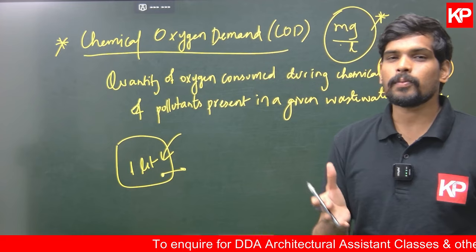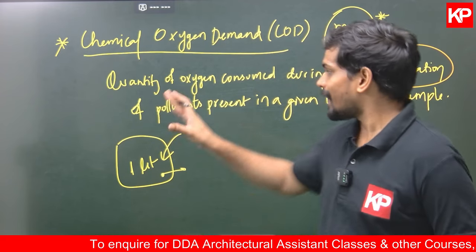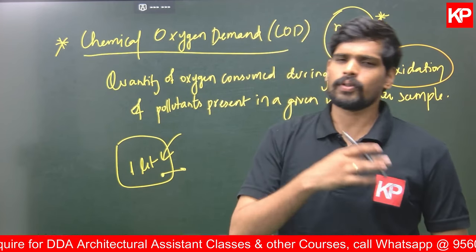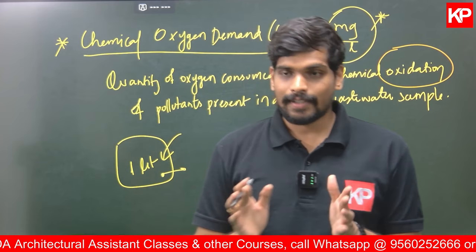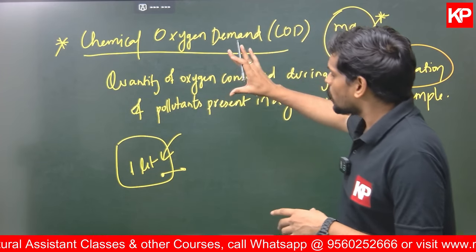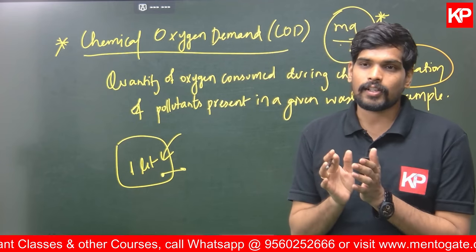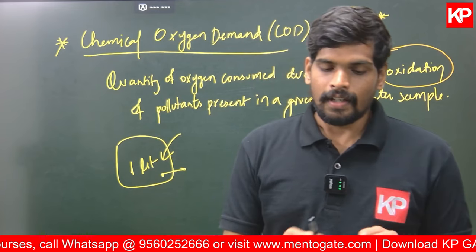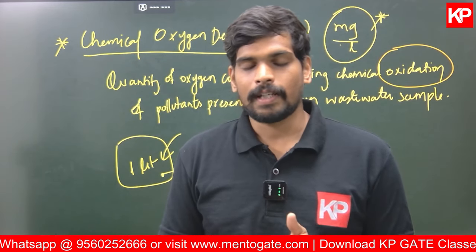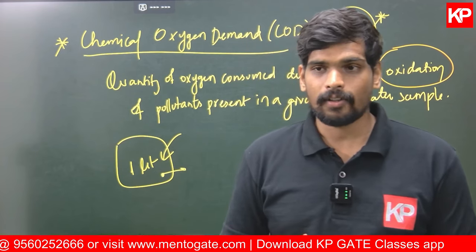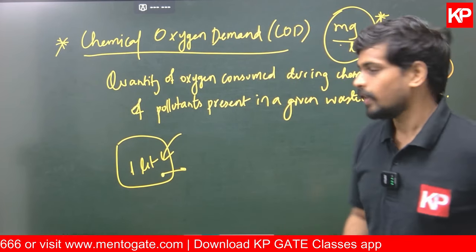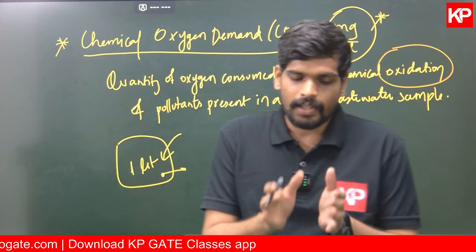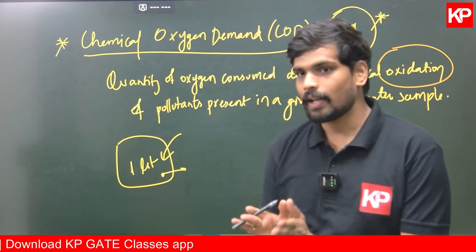BOD is the oxygen consumed only by the biodegradable pollutants, whereas COD is the amount of oxygen consumed by all the pollutants present, organic pollutants, inorganic pollutants. However, you can set those experimental conditions. If you want to check COD only for the organic pollutants, you can also measure that. You need to add inhibitors to stop the reaction with ammonia and all. And you can measure only the NCOD, that is the nitrogenous, or the CCOD, that is only the carbonaceous chemical oxygen demand. That also can be measured.